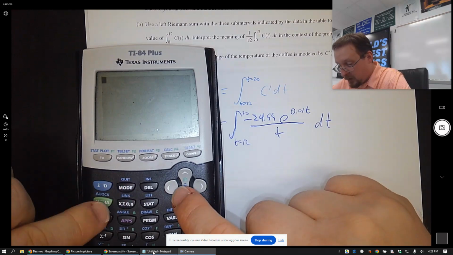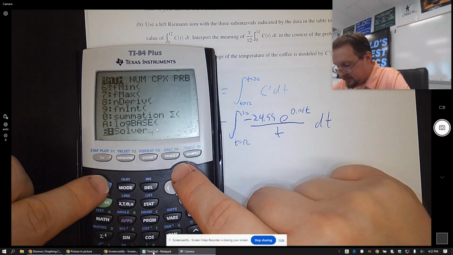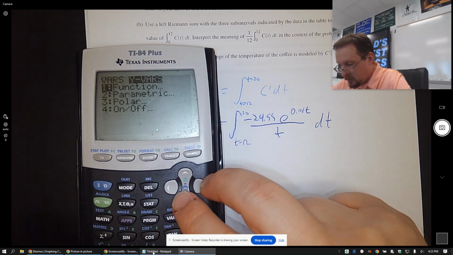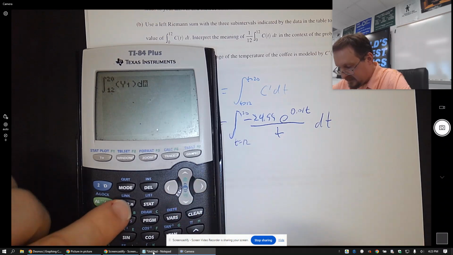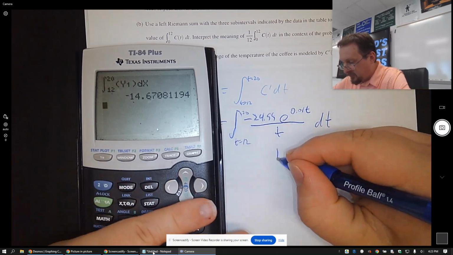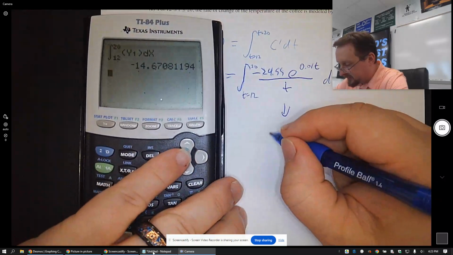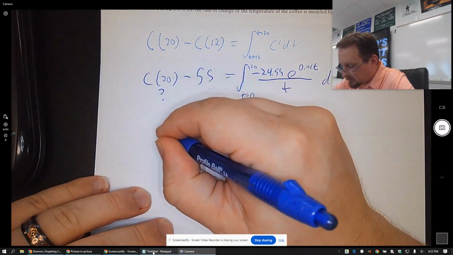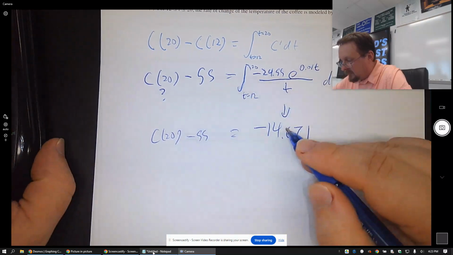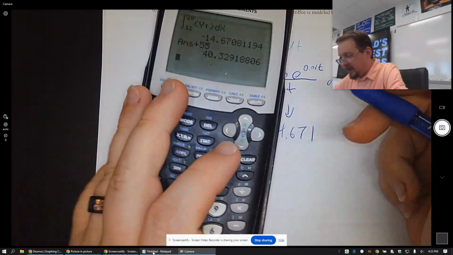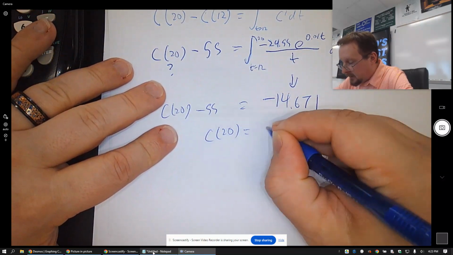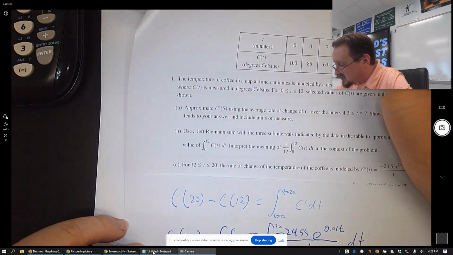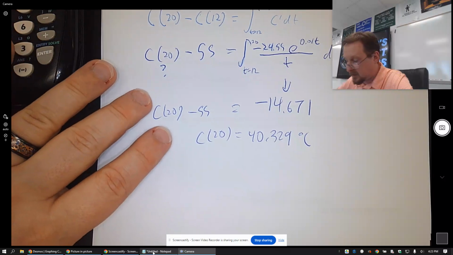Okay, so let's see the function, numerical integration from 12 to 20 of y1 dx. All right, so this is, I think it's 3 decimal places, right? Negative 14.671, C at 20 minus 55. So we're going to add 55 to that, and C at 20 is 40.329 degrees Celsius. That makes sense because it should be going down, down, down, right? So it should be lower than any of the other ones, right?